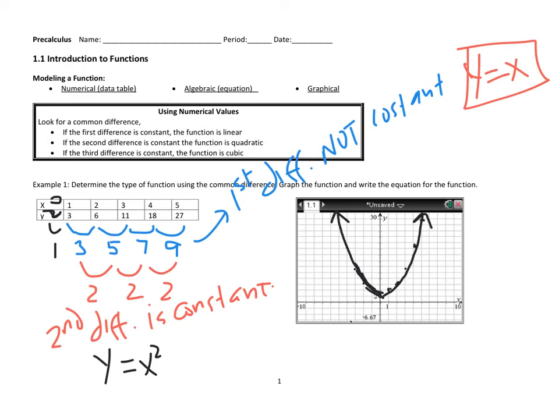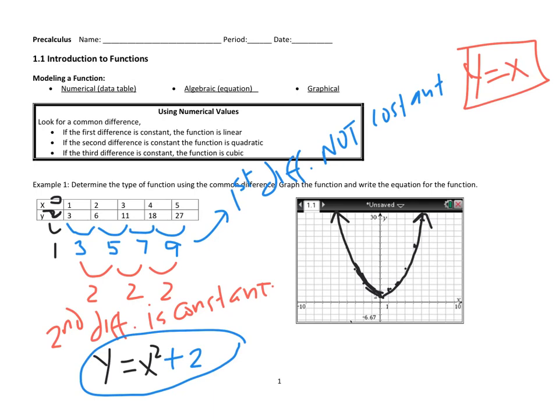So now I can write my final equation. This is my equation, but I can see it has been shifted up by 2. So my final equation is right there.